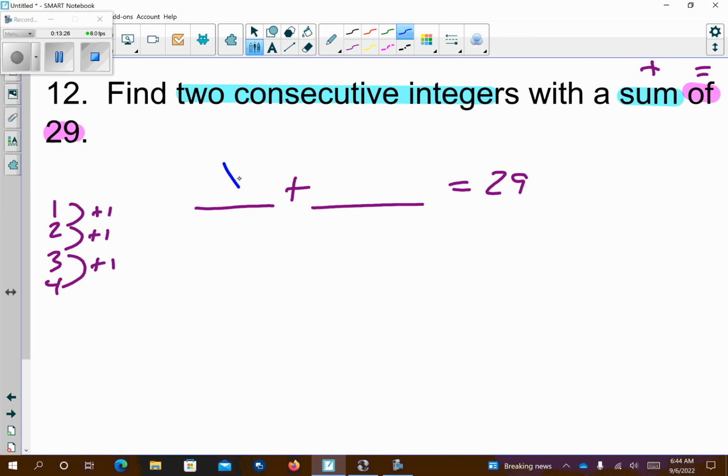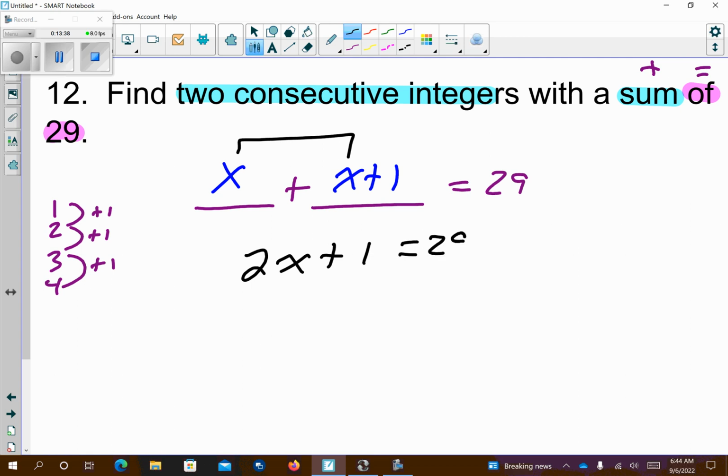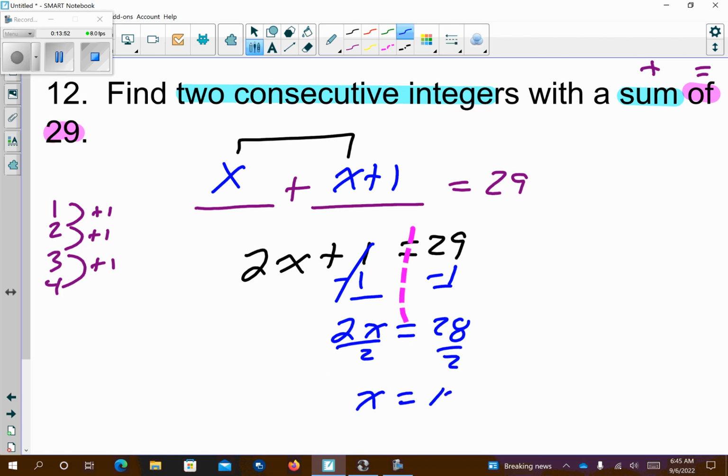Okay, so we're going to find 2 consecutive integers that have a sum of 29. So if we call the first integer x, what do I have to do to get to the next one? Right, add 1. Now we're ready to start working on this problem. So I'm going to combine those like terms. So x plus x is 2x plus 1 equals 29. And let's go ahead and solve this. Subtract 1. Those cancel. Divide each side by 2. So x is equal to 14.